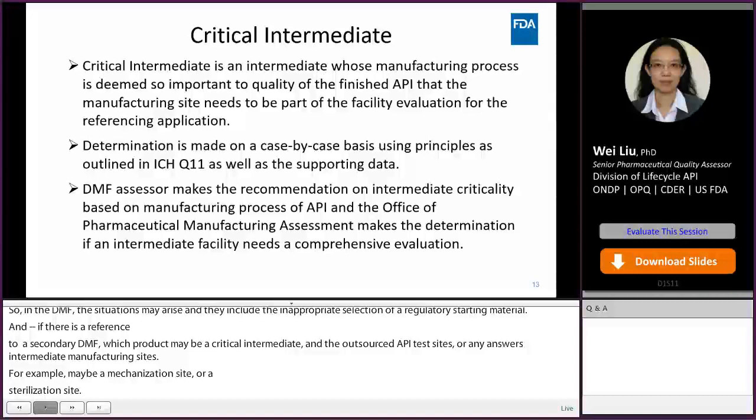Determination on critical intermediate is made on a case-by-case basis using principles in ICH Q11, as well as the supporting data in submissions. During the DMF assessment, the DMF assessor makes a recommendation based on the manufacturing process of the drug substance. The Office of Pharmaceutical Manufacturing Assessment makes the determination if an intermediate facility needs a comprehensive evaluation.